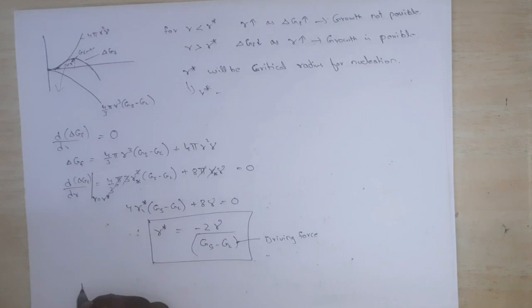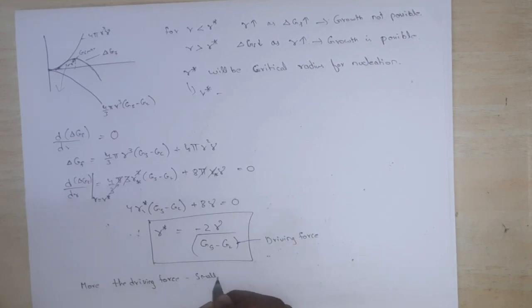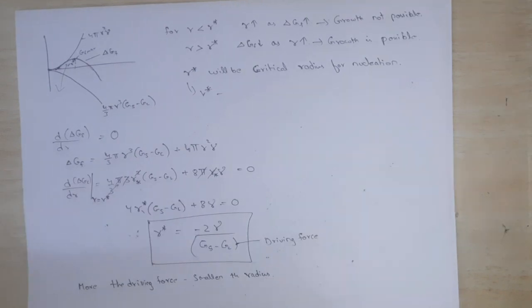So the more the driving force, the smaller will be the radius. Whenever the driving force is more, the radius will be small, and it is easy for nucleation to take place.